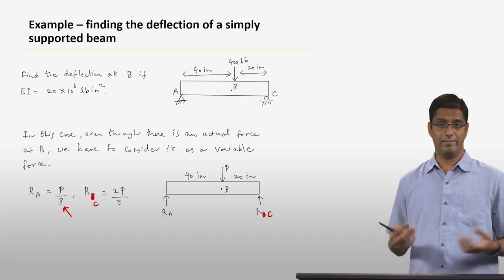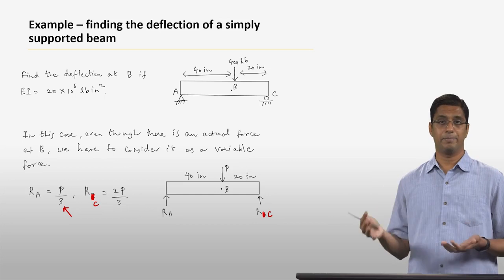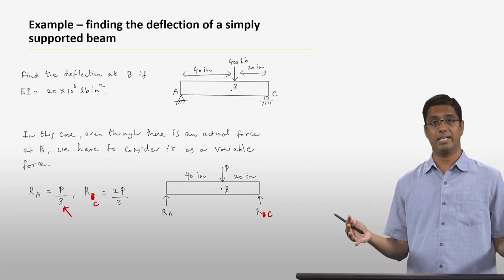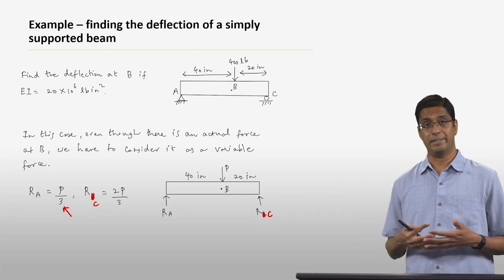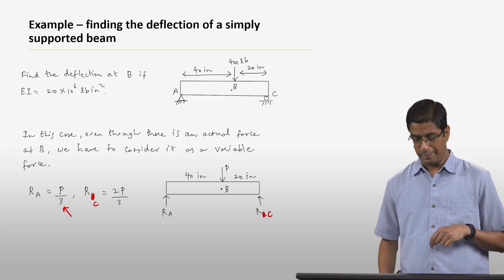If you just use P equal to 400 pounds and then find RA and RC, you will essentially get numerical values, and then your strain energy will not be a function of P. It will be just a particular constant value, and then you can take the derivative with respect to anything. So that is the reason why RA and RC should be in terms of P.